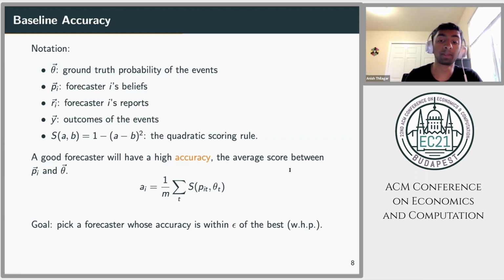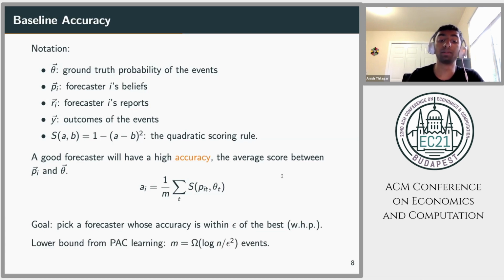So even ignoring strategizing, just in general, using a reduction from PAC learning, we can get a lower bound for how many events we need to choose such a forecaster, an epsilon-good forecaster, and that's log n over epsilon squared. So this is the best we can do, and ideally we'd achieve it, but we'll see how close we can get.